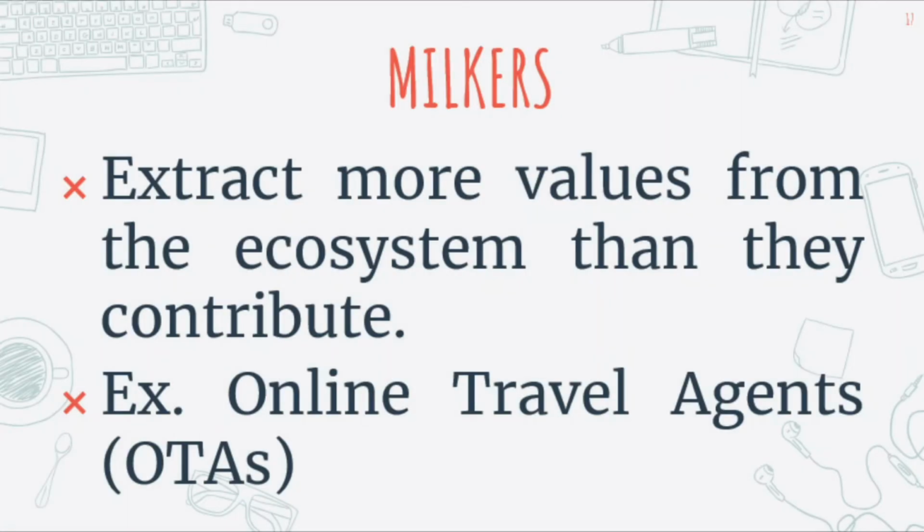Next are milkers. They extract more value from the ecosystem than they contribute. Examples are online travel agents or aggregators. Before, websites could only provide, for example, if you're an airline, the flights. But milkers will provide the flights, the accommodation, the packages, and the tickets for a particular tourist spot.